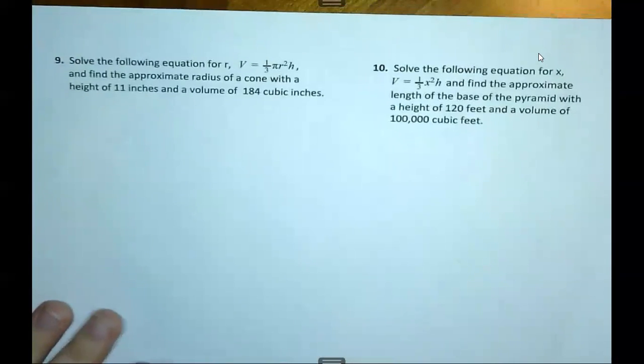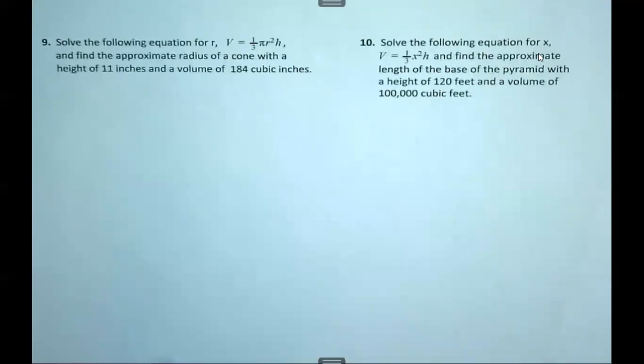Two more examples. So we are still doing the same thing using the same steps, but on these, they give us some real world problems. So our first example wants us to solve the following equation for r. So instead of solving for x, we are now solving for r.